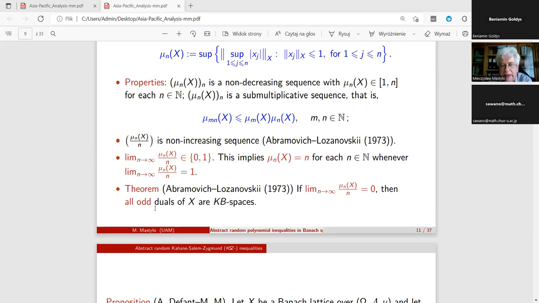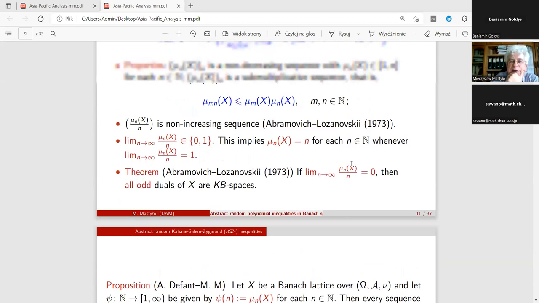So in this case, if you take the first dual, this means that the dual of this abstract Banach lattice does not contain an isomorphic copy of c0. Then from the Bourgain-Pełczyński result, the original space cannot contain a complemented copy of L1. So if you go through all the odd duals, we have such surprising information from this fact.